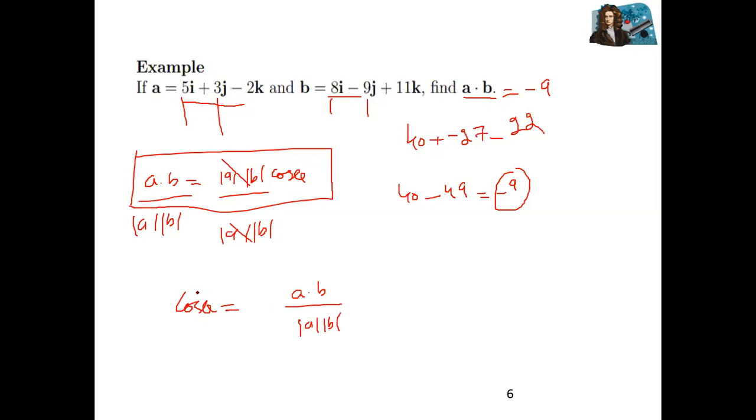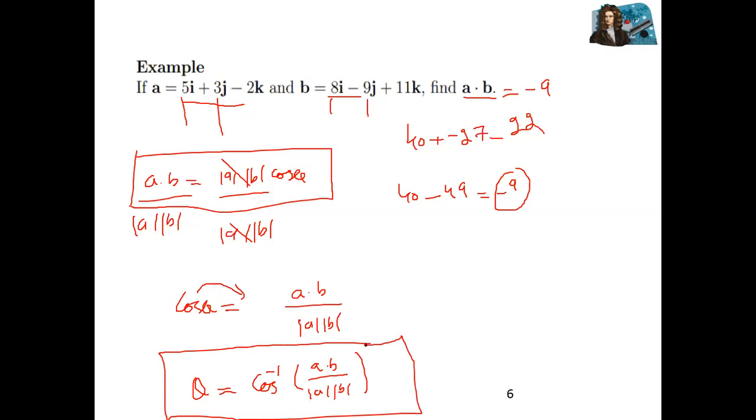When you transfer cosine to this side, only we have left theta. Then theta is equal to cosine of minus 1, it means inverse value. We have A dot B divided by A magnitude and B magnitude. This is for the angle between two vectors in dot product.